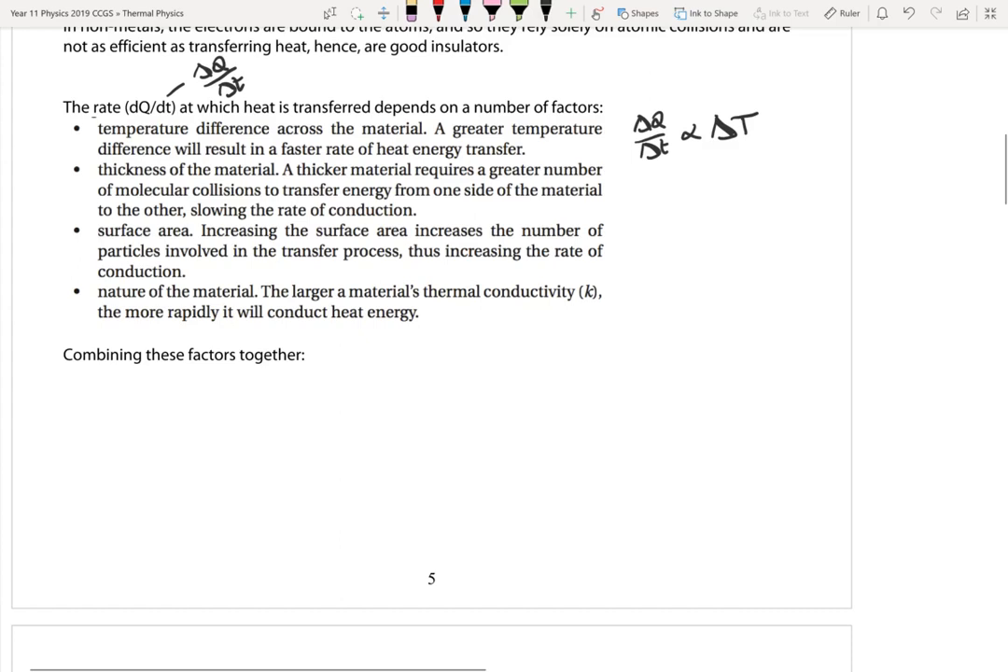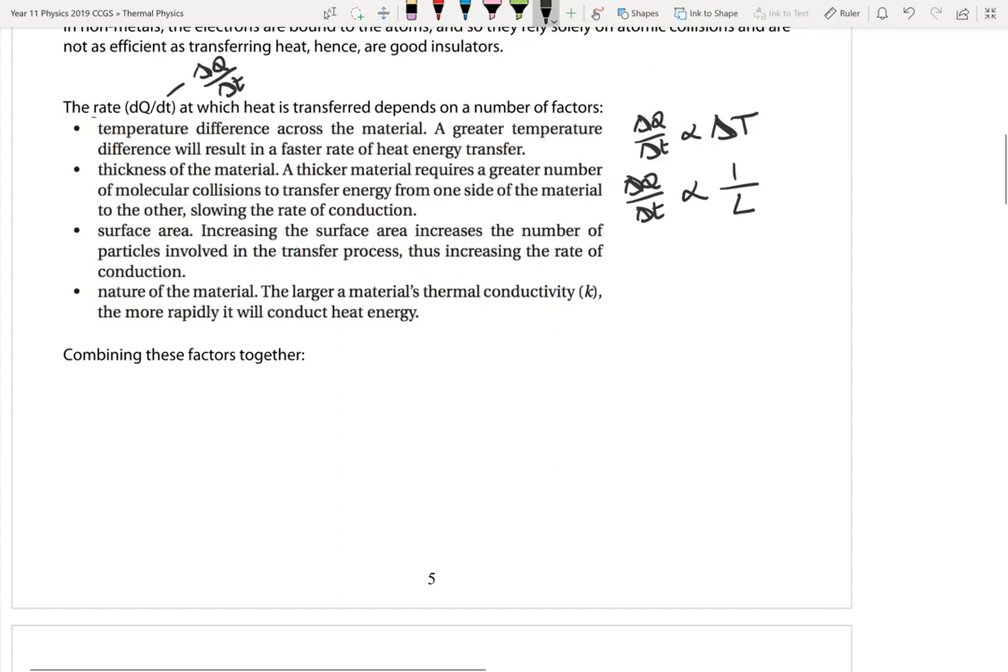Next, the thickness of the material. This one is an inverse. A thicker material requires a greater number of molecular collisions. It's going to take longer for our kinetic energy to get from one side to the other if it has to bash into more atoms. Okay, so that's an inverse.